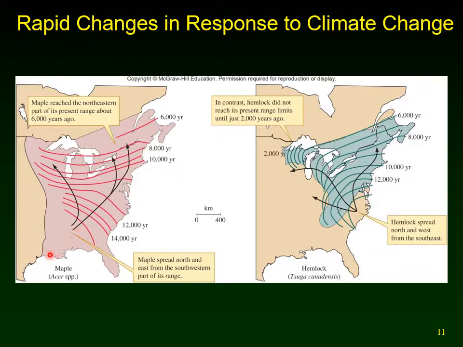Essentially the ice from the ice age is retreating and moving north, and the plant is moving north with it. But it can't move as fast as, say, a mammal or an insect or an animal that can actually move. You can see the hemlock didn't reach its present range until just 2,000 years ago. So the maple spread a little bit faster, and hemlock had a slower spread. It depends on how well seeds are carried and various other factors as to how fast plants can spread.